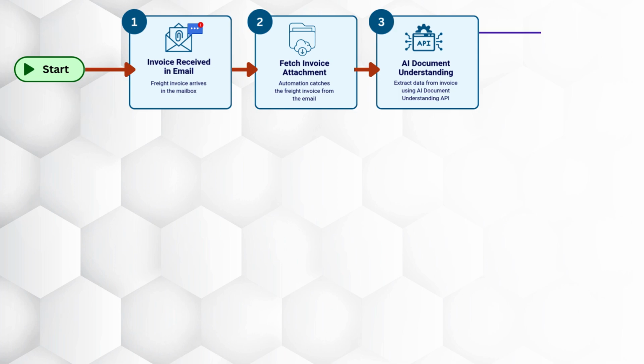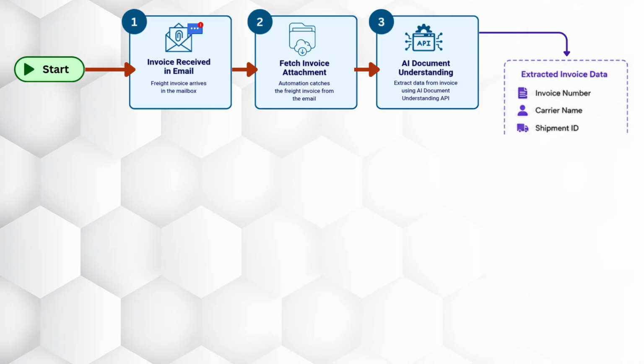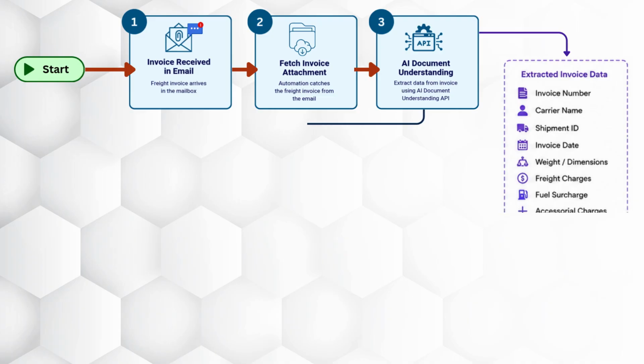The AI intelligently reads the invoice and extracts important information such as invoice number, carrier details, shipment ID, freight charges, fuel surcharge, weight, dimensions, and other billing information, even if the invoice formats vary between carriers.